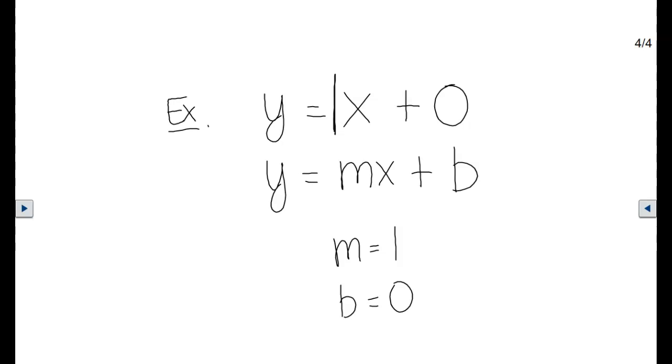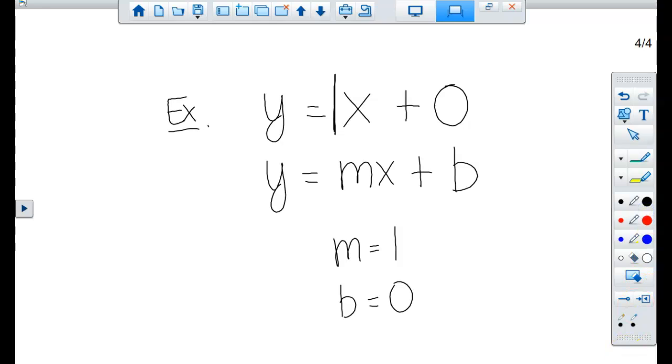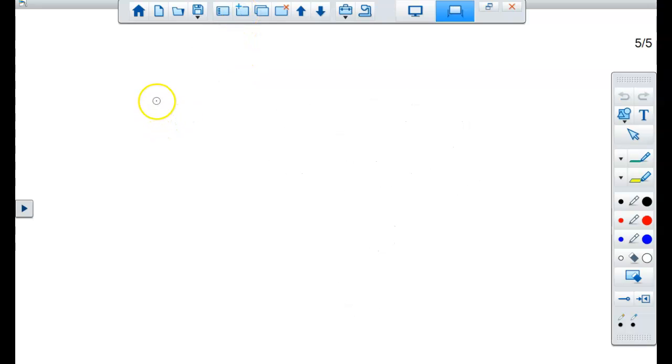So this is what you've been doing for the last couple of days. You've been given equations that were in this y equals mx plus b form, and when you see them like that, it's really easy to identify the m and the b, to figure out what the slope and the y-intercept are. Now what we're going to do today is look at equations that maybe don't look like that slope-intercept form.